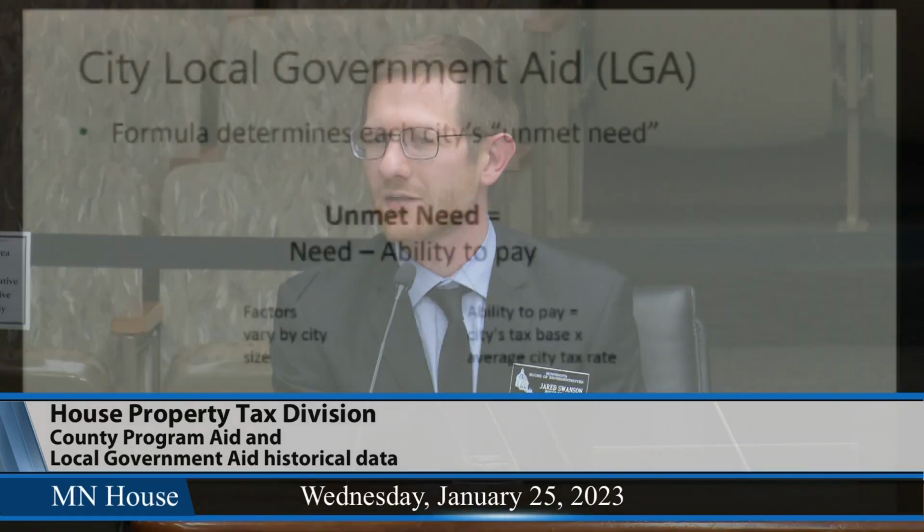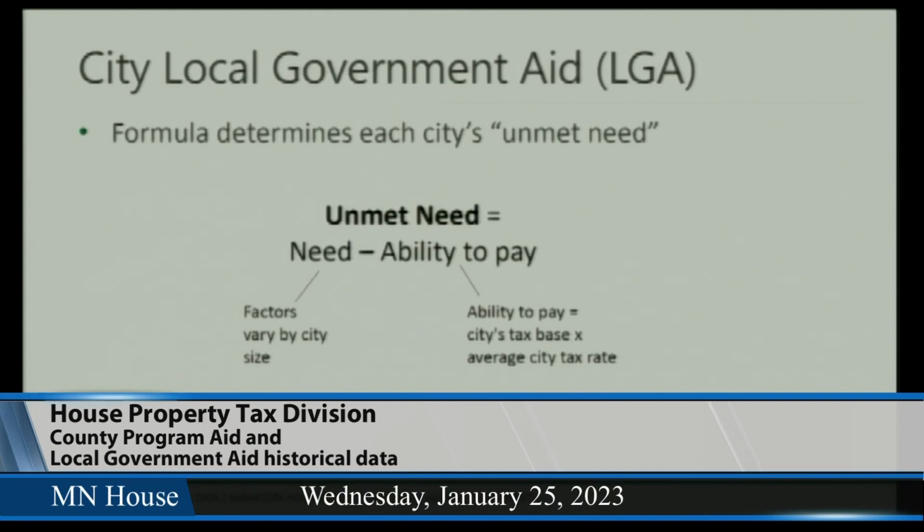One other thing I'll say about current distributions is that when you see a lot of cities that are losing LGA, it's typically not because of the need side of the formula. If you look at the unmet need formula, there's two parts: the need and the ability to pay. A lot of cities that are falling off the formula or currently losing LGA from one year to the next, it usually has more to do with the ability to pay, that their tax base growth has been really strong, and that's what's pushing them off the formula. But I can get those proportions to you.